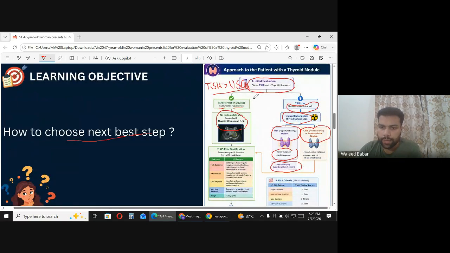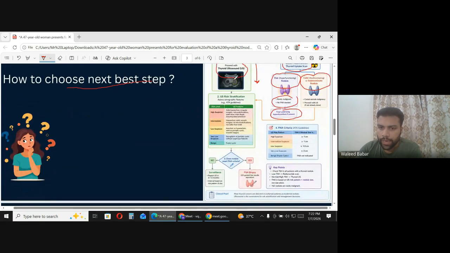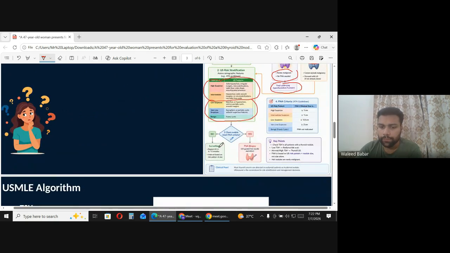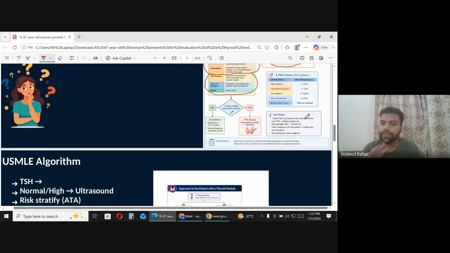Now I'm coming to this arm. So TSH normal or elevated, we will perform thyroid ultrasound, and ultrasonic features of the nodule are going to decide whether we need FNA or not. So if the suspicion is intermediate or high, we will perform FNA. If the suspicion is low or benign, we are going to repeat ultrasound in 6 to 12 months, with interval based on risk pattern and size. So this is the whole algorithm that will decide the whole management of thyroid nodule.